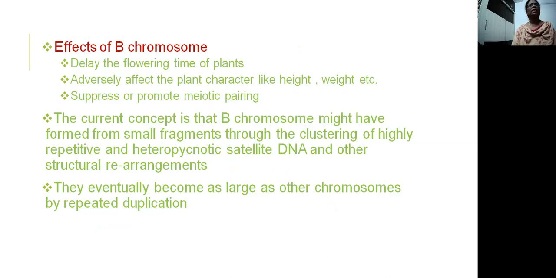The current concept is that B chromosomes might have formed from small fragments through the clustering of highly repetitive and heteropycnotic satellite DNA. They may be formed from the clustering of highly repetitive DNA. They may be separated as a small segment with other structural rearrangements. They eventually become as large as other chromosomes by repeated duplication.